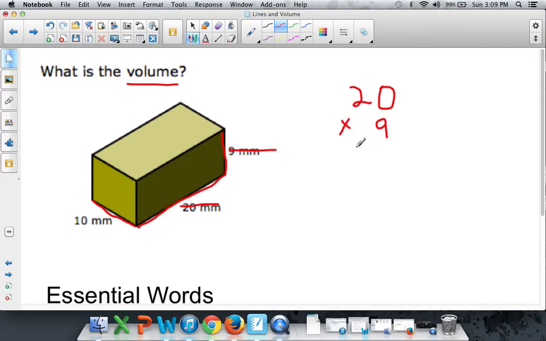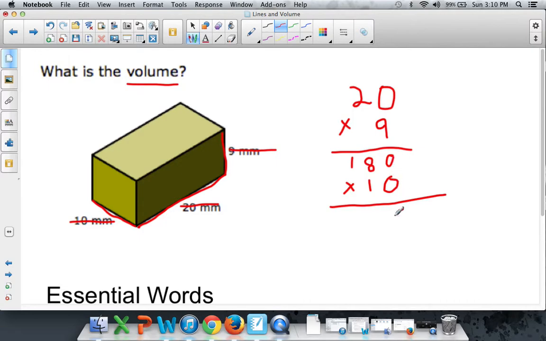20 times 9. Here we go. 9 times 0. Ha! 0. 9 times 2. Times tables, kids. 18. May as well keep that answer and now multiply it by the third number that we haven't dealt with yet. This 10 over here. 180 times 10. Here we go. Wow, 180 times 10. I'll do it the long way, but I'll show you the trick after.